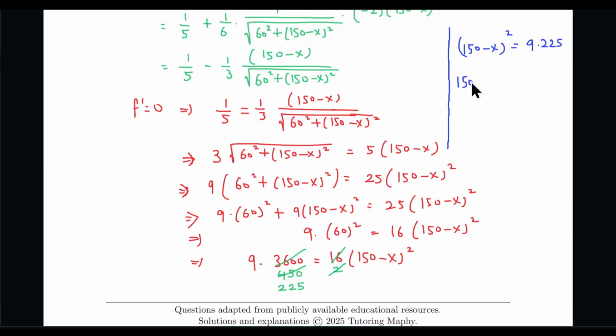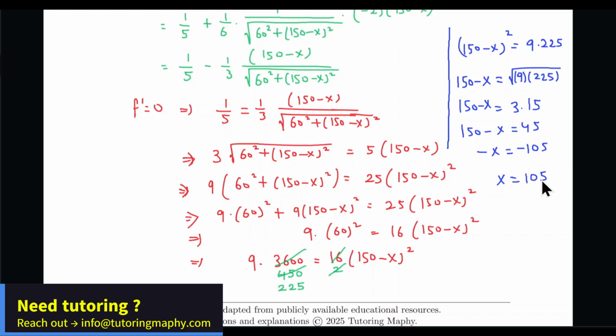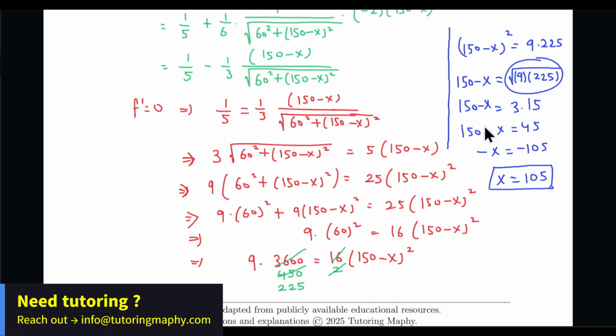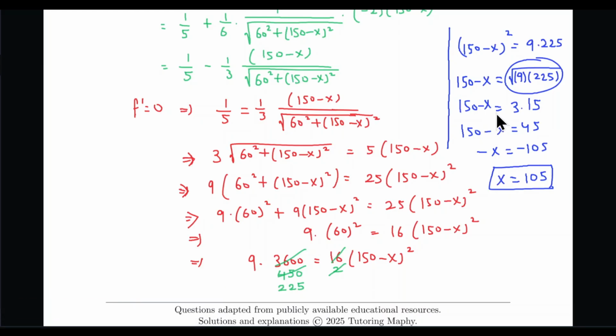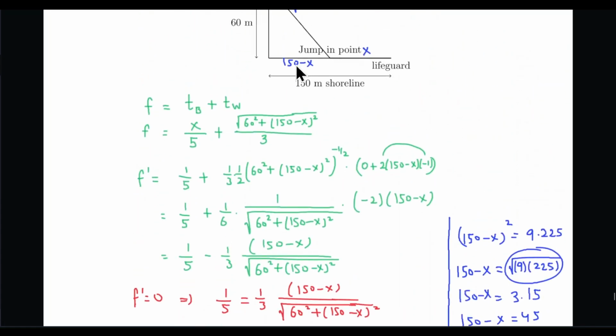And if I take the square root of both sides, then 150 minus x is equal to the square root of 9 times 225. And fortunately, the square root of 9 is 3 and the square root of 225 is 15. So 150 minus x is 45. So minus x is negative 105. So x is 105. If you're thinking that when I took the square root over here, I should have taken a plus and minus sign: yes, I should have, but it won't make any practical sense because then the answer would be greater than 150, which does not make any sense. It has to be less than 150.